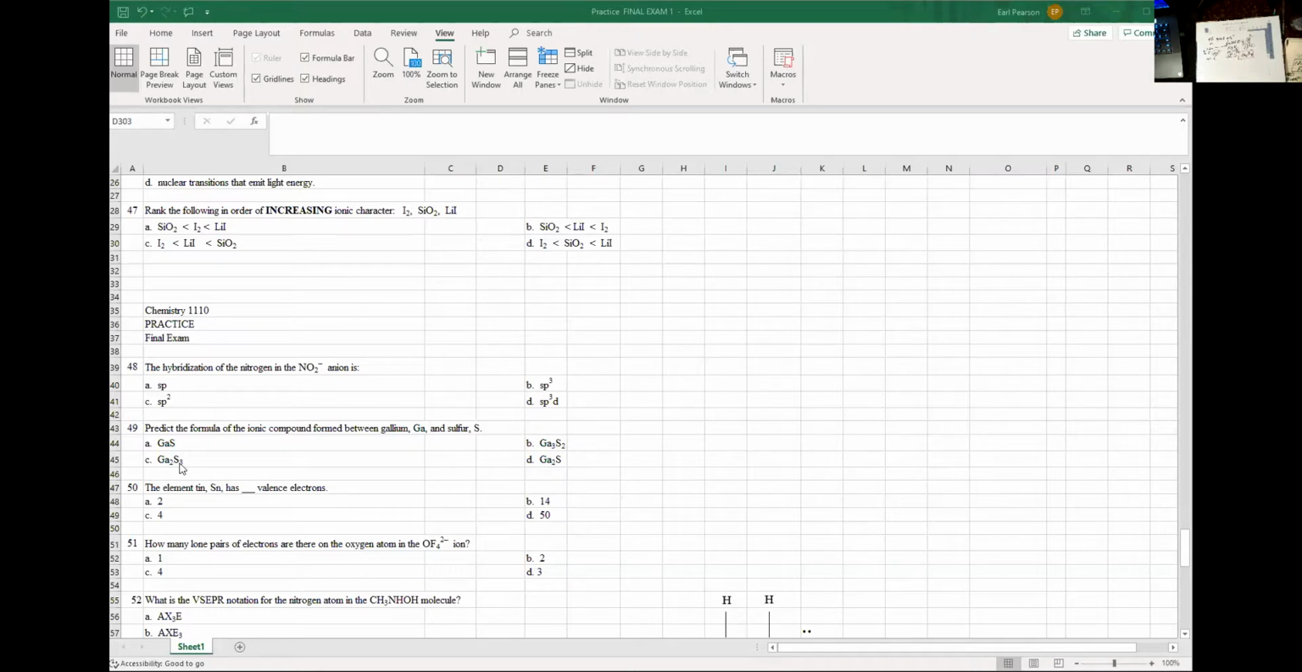Number 50, an element 10 has how many valence electrons? No, that's a gimme. 10 is in group 4, so it's got 4 valence electrons. So we can get that one easy enough just by looking on the charts, number 4. So that is C. 51.